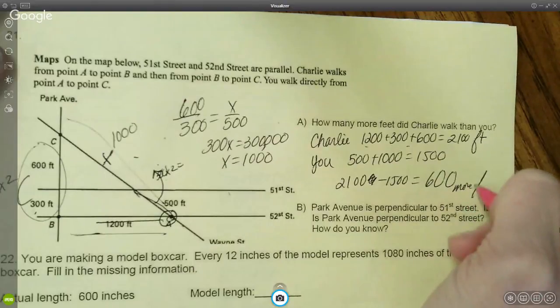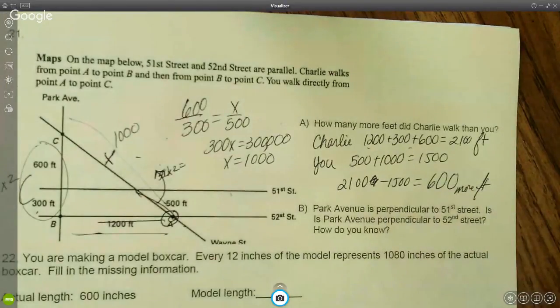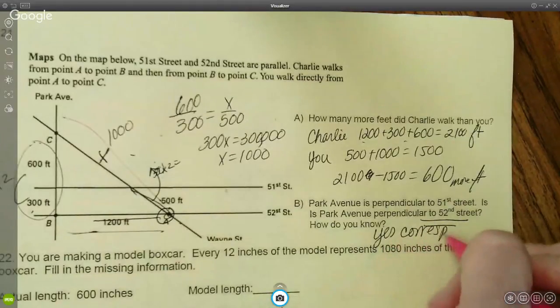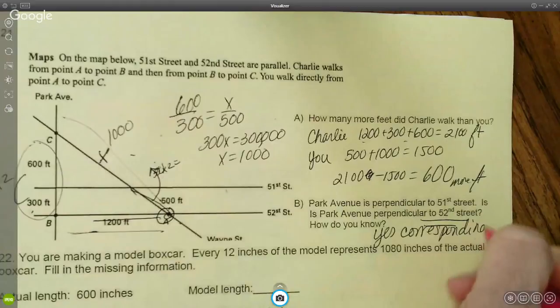Now, I technically did not show you a problem exactly like this, but you can handle it. Park Avenue is perpendicular to 51st Street. Is Park Avenue perpendicular here? Yes, because of corresponding angles, because the lines are parallel.